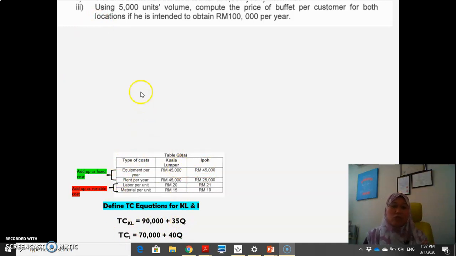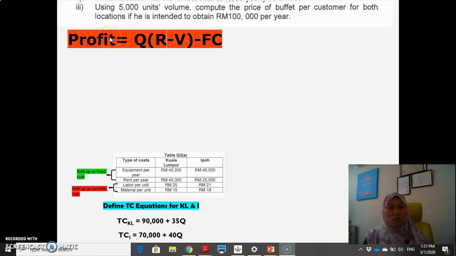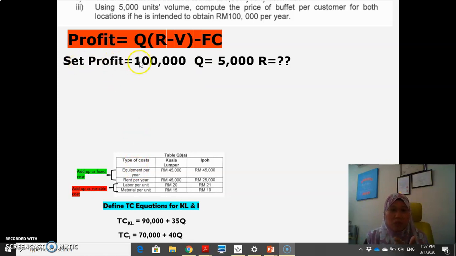So remember, these are the information that we have because it's related later on. So which formula to use? We need to use the profit formula. So this is the profit, Q is the quantity, R is the selling price, the price that you want to put, V here is the variable cost and FC is the fixed cost. So we need to calculate for two. They ask us for two. So one price for Ipoh, one price for KL. So the information here we have, set profit to 100,000 because he wants 100,000.